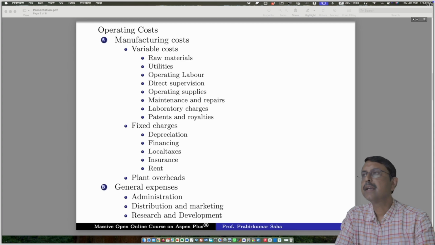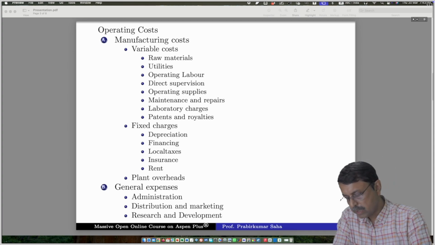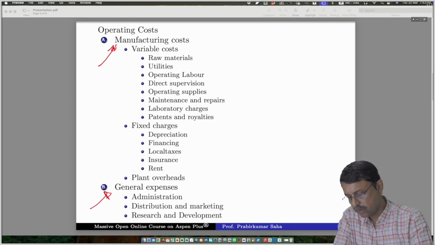On the other hand, the operating costs include mainly two types. One is the manufacturing cost, another is the general cost. Manufacturing cost may further be divided into three parts: the variable cost, fixed charges, and the plant overheads.